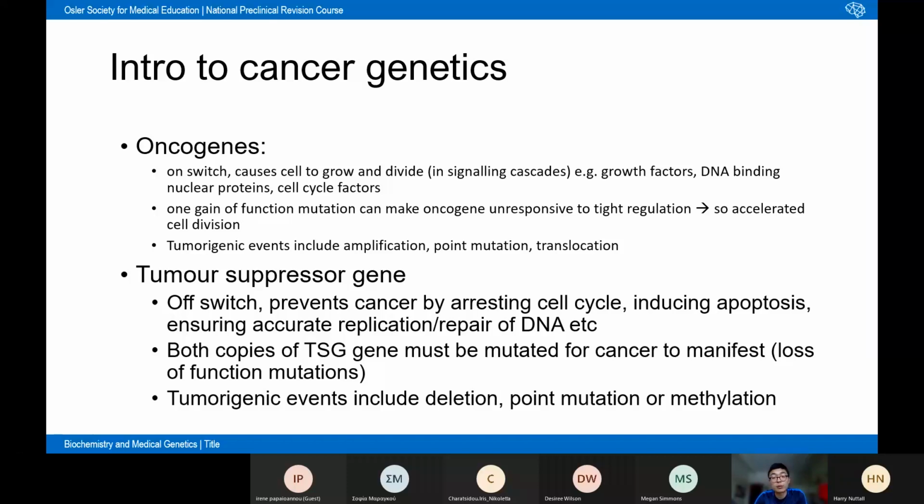So examples would be the BRCA1 and BRCA2 genes, which suppress tumors, which are DNA repair genes, which don't actually halt the cell cycle, but ensure that the DNA is intact and not broken or damaged. And with tumor suppressor genes, both copies need to be mutated for the cancer to manifest, i.e. loss of function mutations. And these tumorigenic events include deletions, point mutations, but also methylation events, which can silence. So it's an example of an epigenetic modification, which silences the expression of a tumor suppressor gene without actually changing the sequence of the gene.